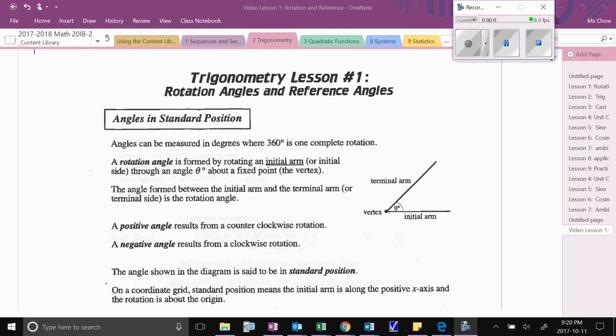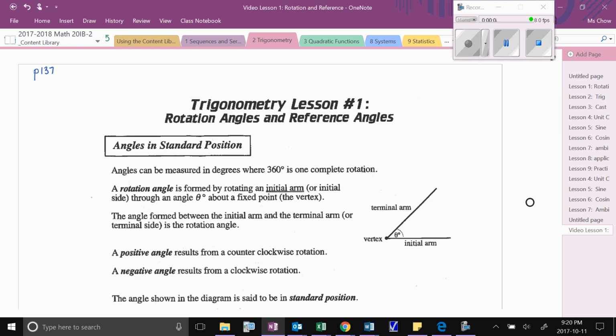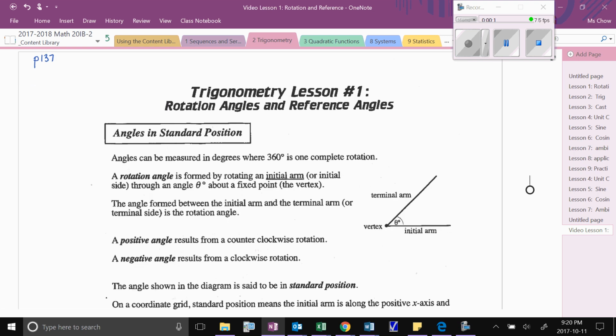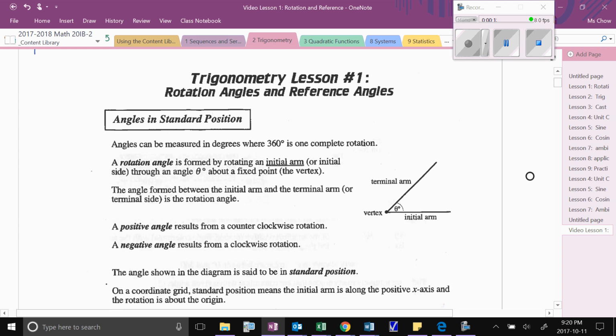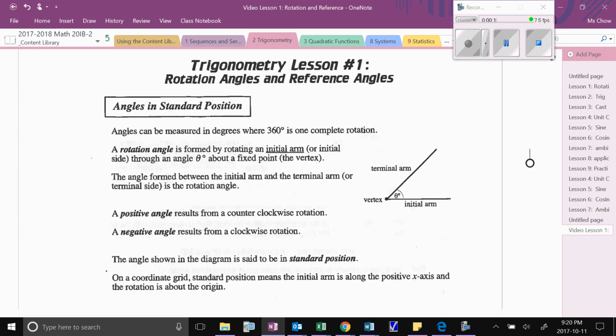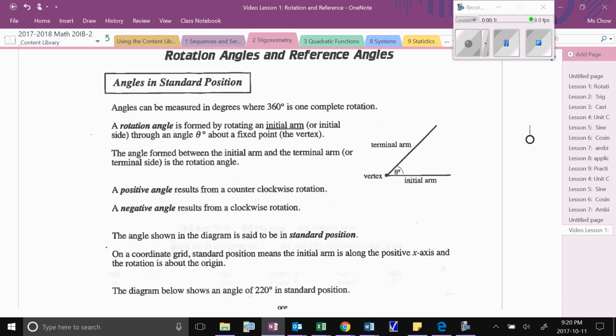So we're looking at Trig Lesson 1, and this is angles in standard position. And so we're in your workbook right now on page 137. So essentially, let's get through a bit of the terminology. And so we recognize that 360 degrees is going to be one complete rotation.